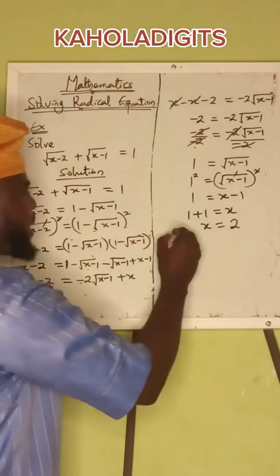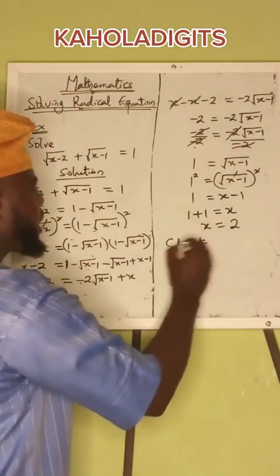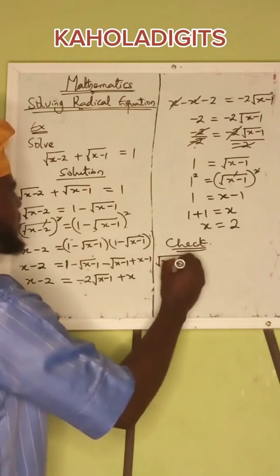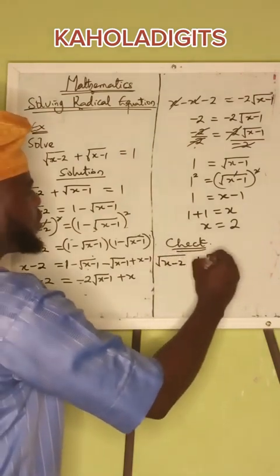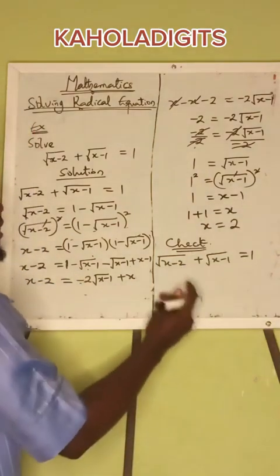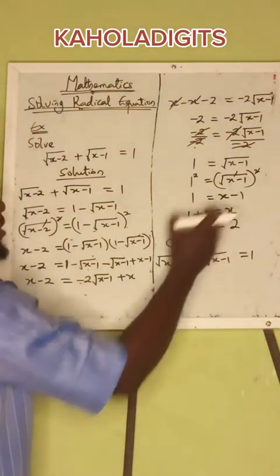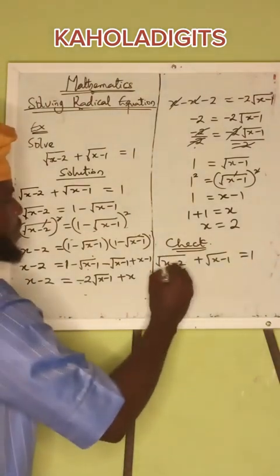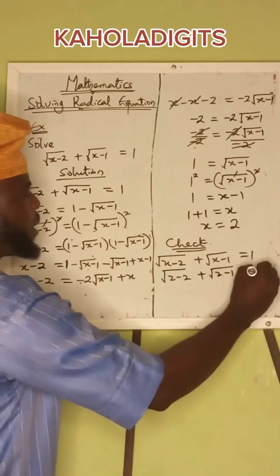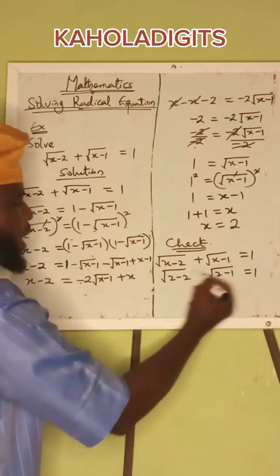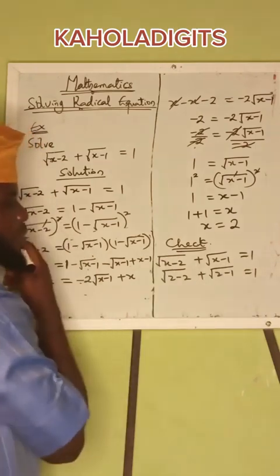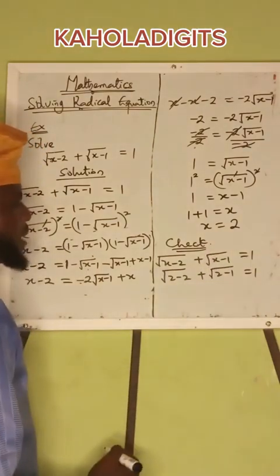Now we can check whether the answer is right or wrong. The equation is root of x minus 2 plus root of x minus 1 equal to 1. So we are going to substitute for the value of x that we just calculated here. So this will be root of 2 minus 2 plus root of 2 minus 1 equals 1. That is, if we evaluate this, we must get 1 here, equivalent to what we have at the right hand side of the equation.